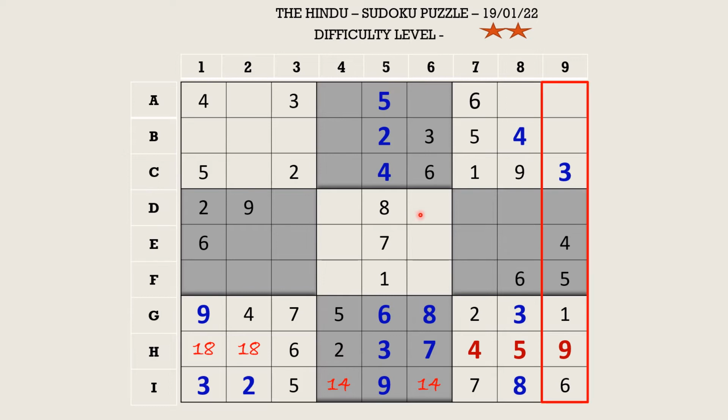Let's try to fill column 9. The missing numbers are 2, 8 and 7. In D row there is 2 and 8 blocking. So D9 takes 7. The missing numbers are 2 and 8. In B row there is a 2 blocking. So B9 takes 8 and A9 takes 2. The only missing number in block 3 is 7.